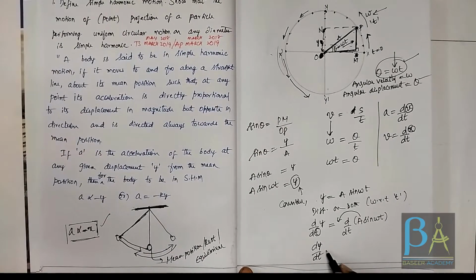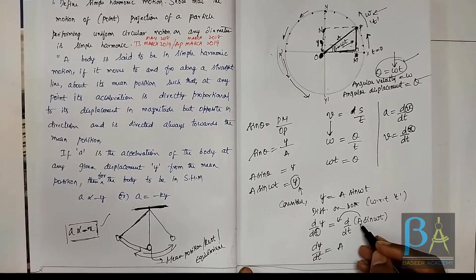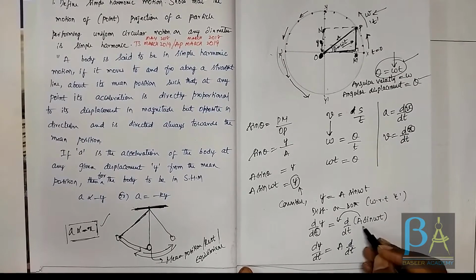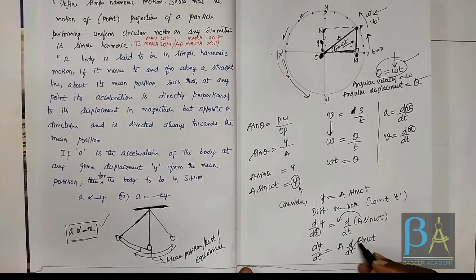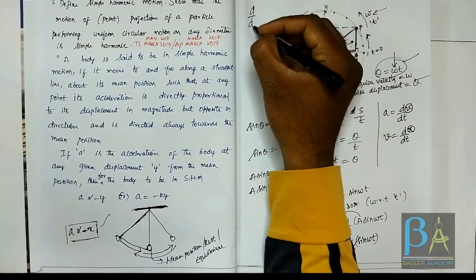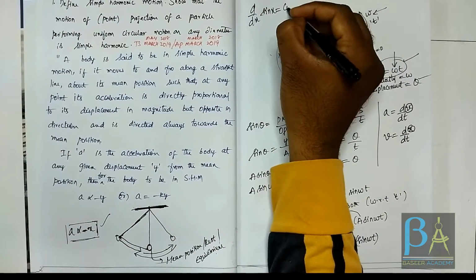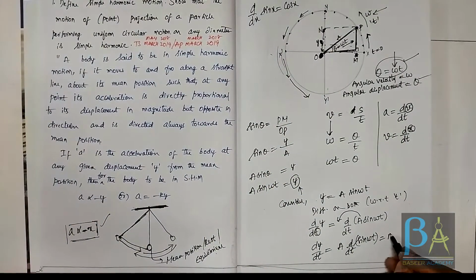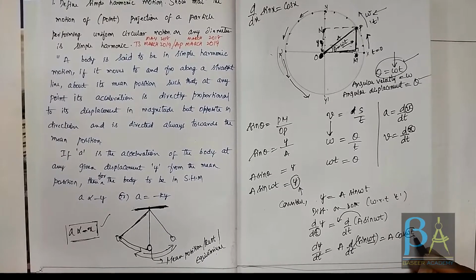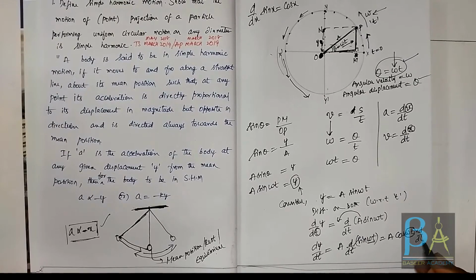So dy by dt is going to be A, which is the radius, a constant, so I took it out of the differential and I'm left with only sine omega t inside the differential, right? Now what is d by dt of sine omega t? You know that d by dx of sine x is cos x, isn't it? So let me write d by dx of sine omega t as cos omega t. And then as per the chain rule, we have to differentiate omega t as well. So d by dt of omega t, what is that going to be?